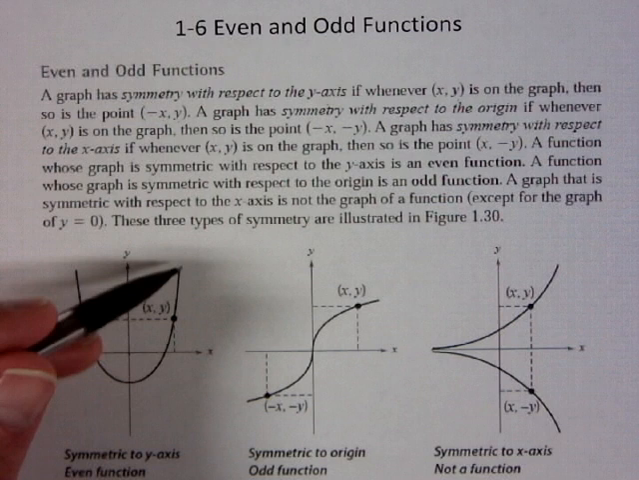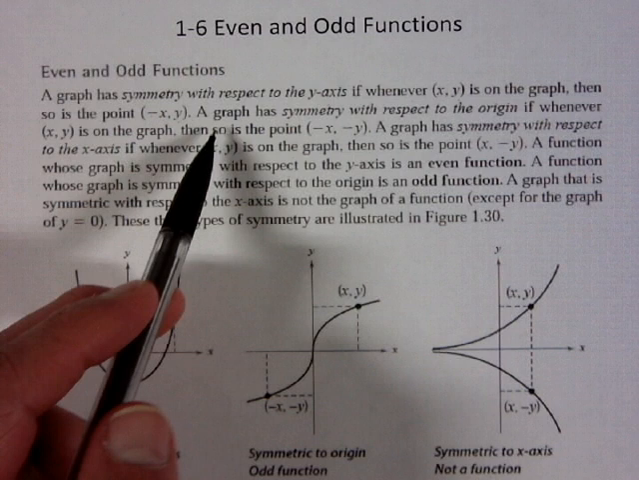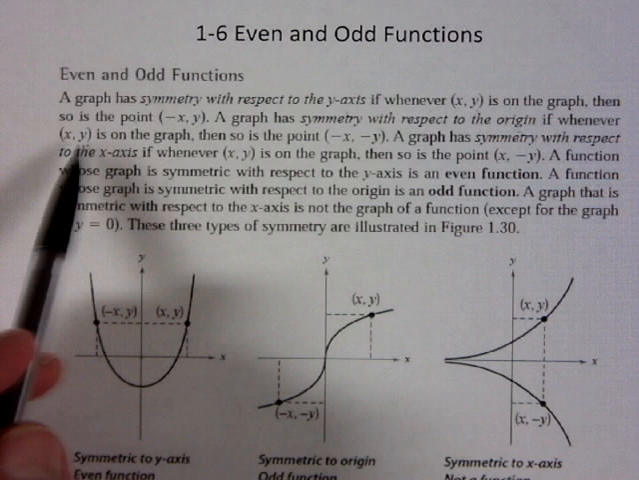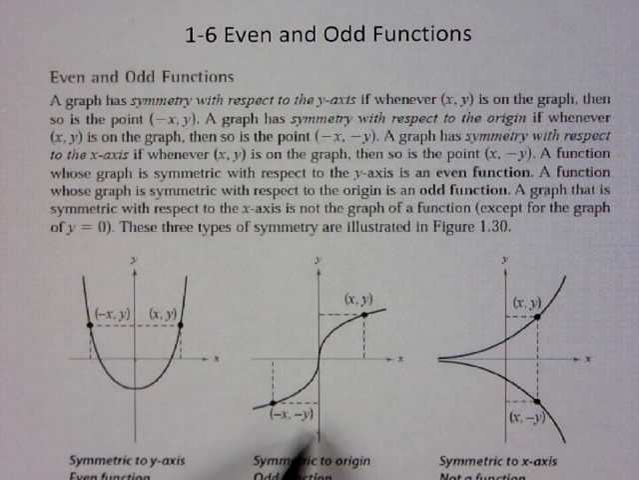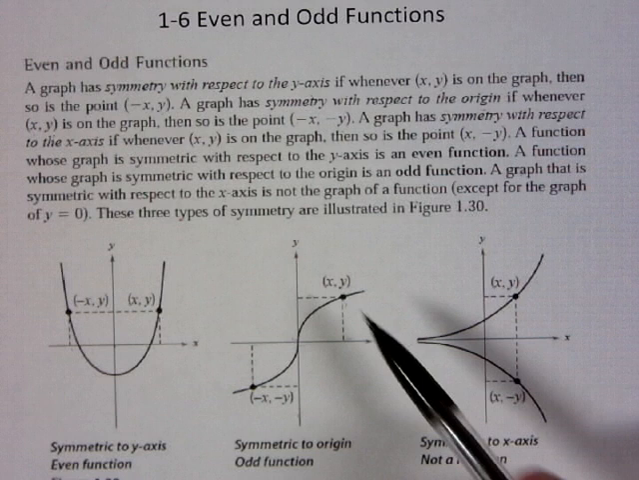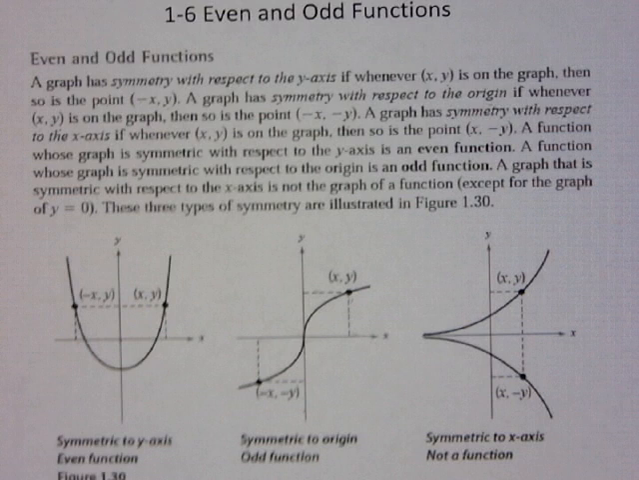Another type of symmetry we want to discuss is origin symmetry. A graph is symmetrical with the origin if whenever x, y is on the graph, then so is the point negative x, comma negative y. Let's see what that means. If the point x, y is on the graph, then so is the point negative x, negative y. So you're going completely the opposite direction to get that point on the graph. If that's the case, then the graph has origin symmetry.